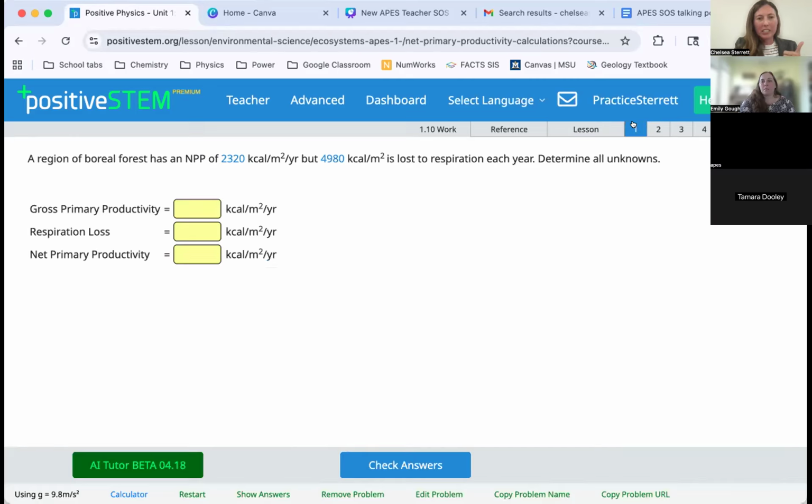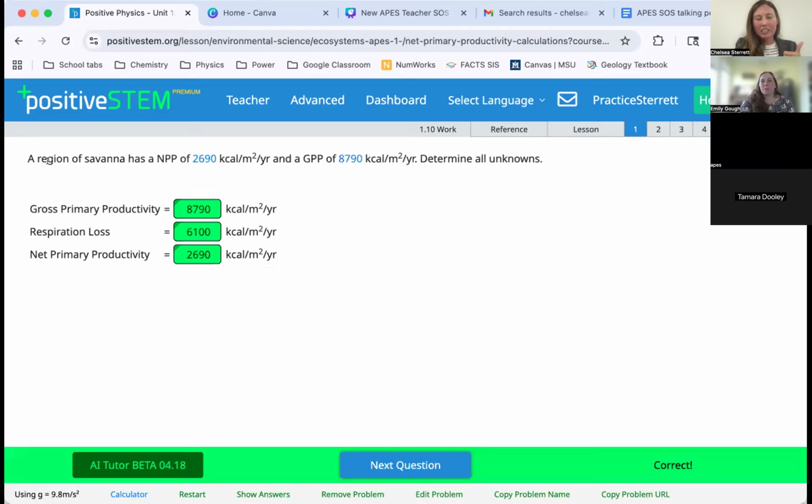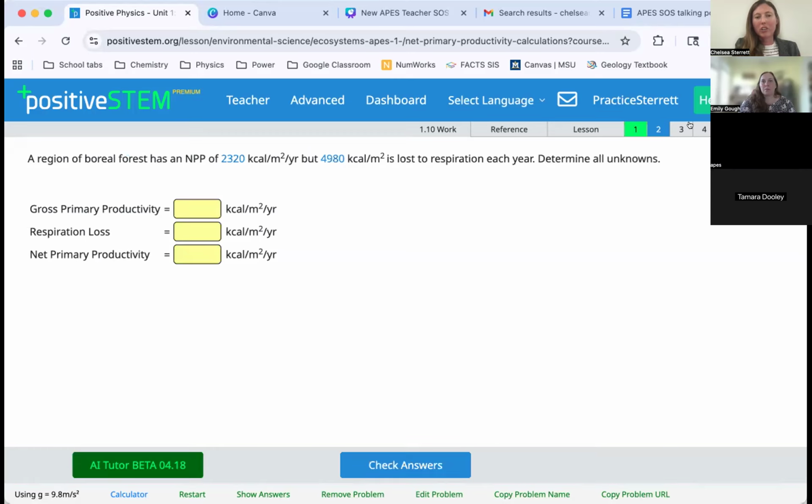So this one I had done earlier. It has a region of Savannah with NPP of this much kcals per meter squared per year and a GPP of this much. Like I said, those blue values are randomized, so that would change, and then they had to calculate the respiration loss. And then there's some problems where they're looking for a different part of it. So this one was going to be calculating the gross primary productivity, and they have to put in their work as they go.